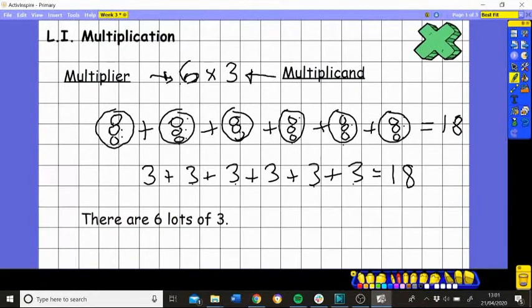Now this is really helpful when it comes to any multiplication where you're just using single digits. When you get into the double digits, we'll show different ways, but for now, especially with year 2, focus on just single digits.